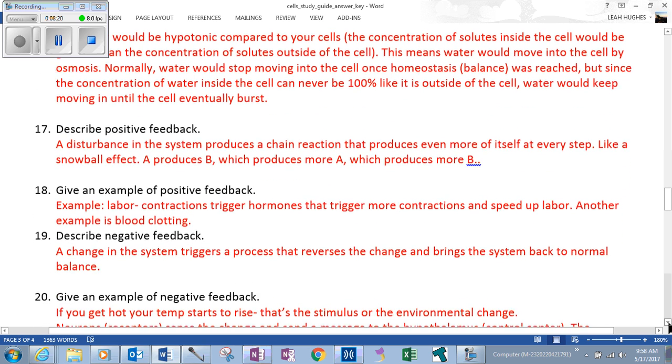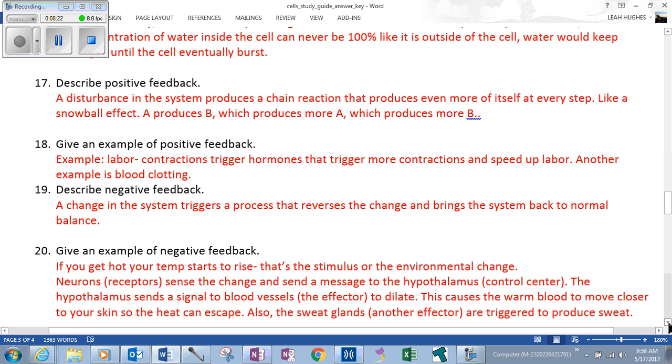Number 17, describe positive feedback. A disturbance in the system produces a chain reaction that produces even more of itself at every step, like a snowball effect. A produces B, which produces more A, which produces more B.